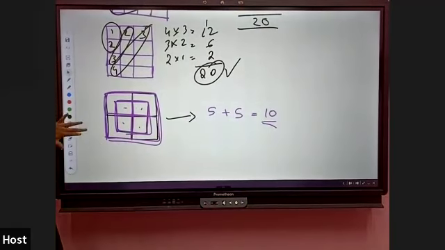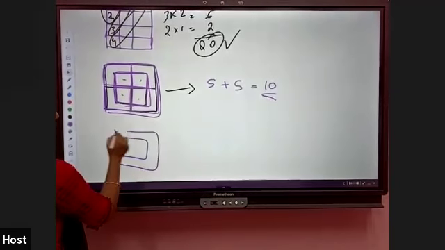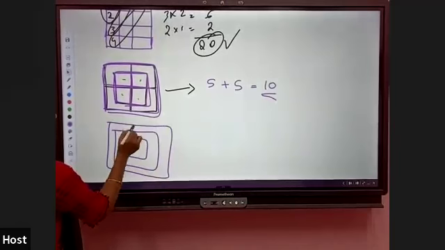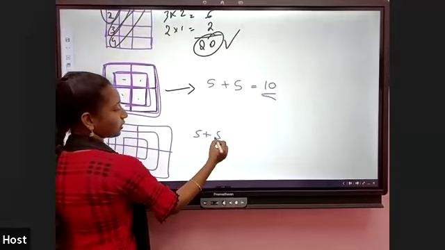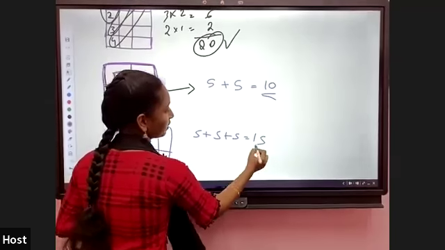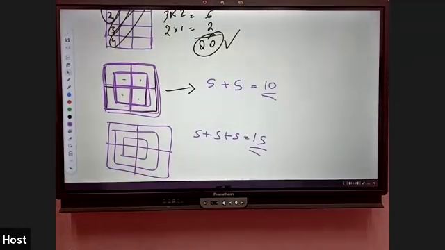If they give 3 squares like this, 5 plus 5 plus 5, how much? 15. So there are 15 squares in the given figure. So anyone having squares doubt?